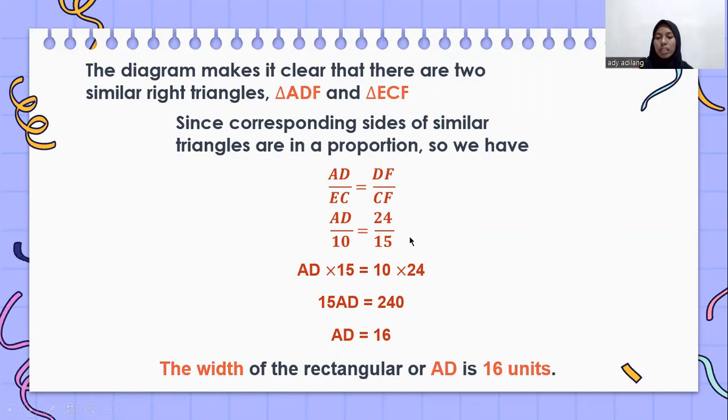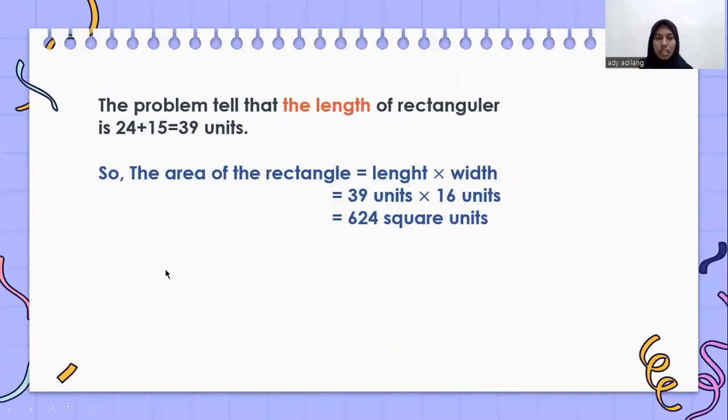Then cross multiply this proportion. We got AD times 15 and 24 times 10. So 15 AD is equal to 10 times 24, which is 240. Then to find the value of AD, we have to divide both sides by 15. So AD is equal to 16. So the width of the rectangle, or AD, is equal to 16 units. The problem tells that the length of the rectangle is 24 plus 15, which is equal to 39 units.